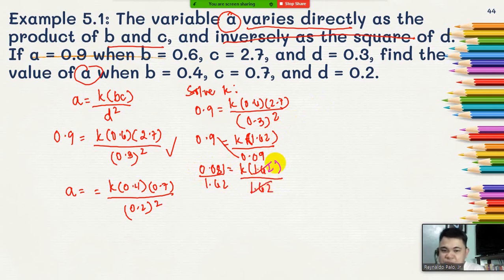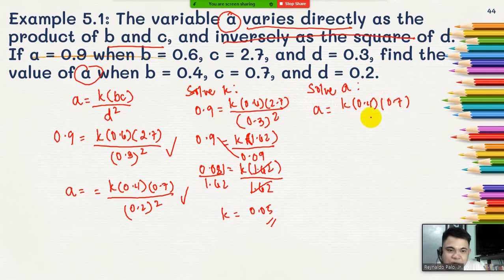1.62 divided by 1.62 is 1. Then 0.081 divided by 1.62 is equal to 0.05, and that is the value of k. Now, since we already have the value of k, we can solve for the unknown, which is a, or the second value of a, using the second equation, which is a equals k times 0.4 times 0.7 over 0.2 squared.